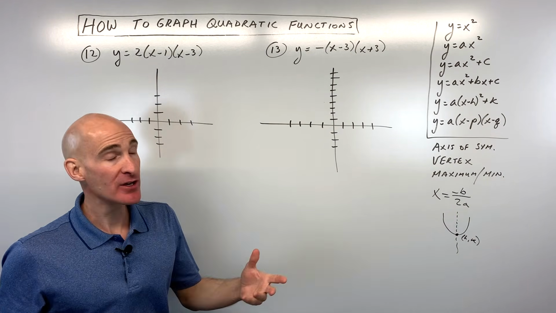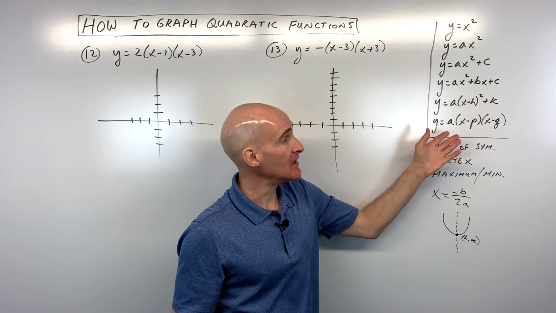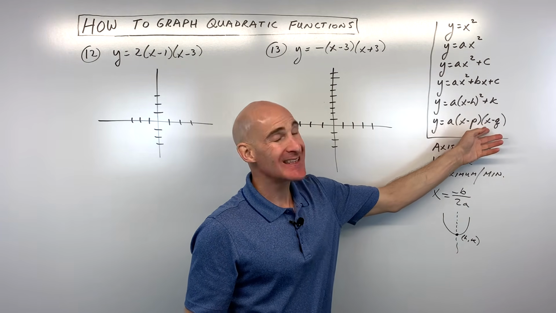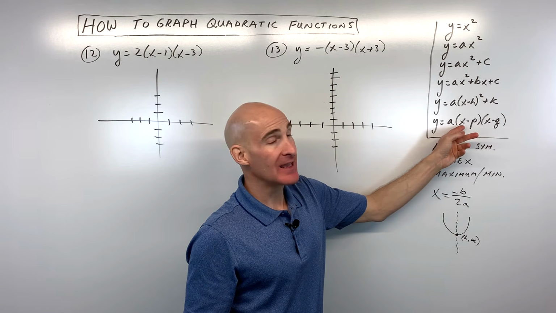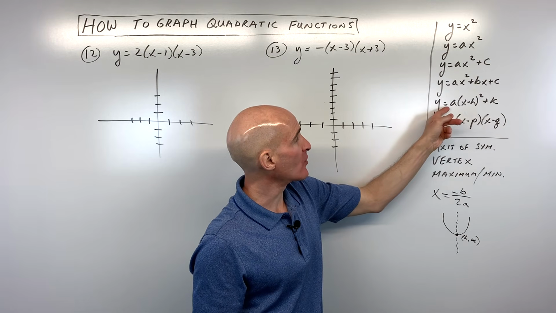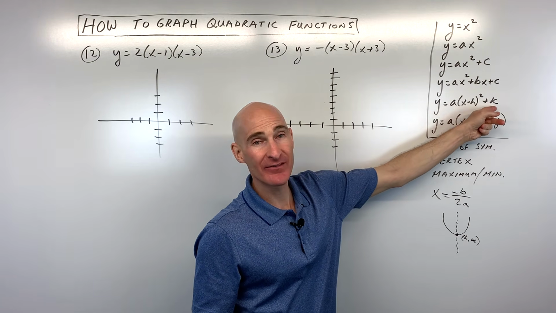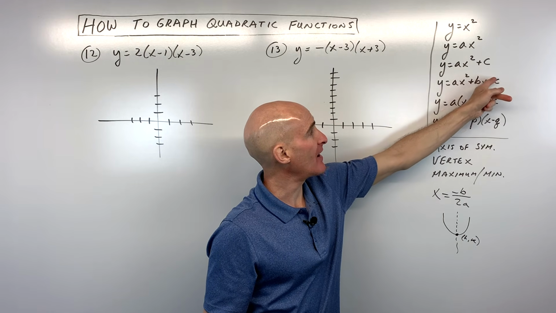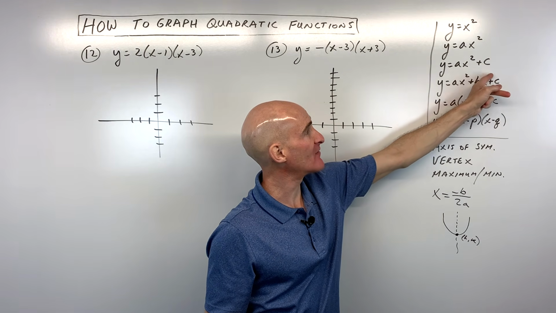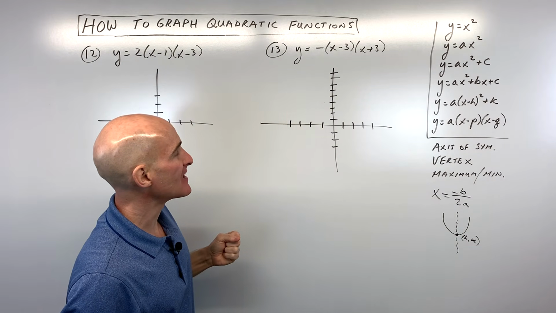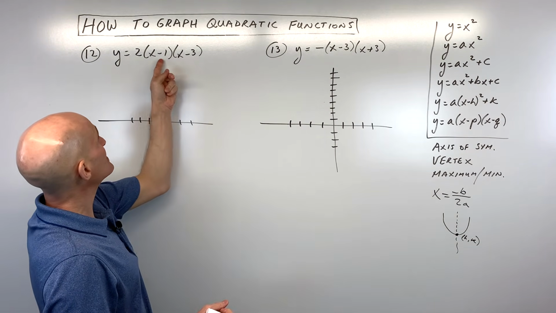And the idea here with the intercept form is that when it's in this factored form, what we can easily identify are the x-intercepts, or what are often referred to as the zeros. Whereas over here in the vertex form, we can easily identify the vertex. In this form here, we can easily identify the y-intercept, right? Because we have the c value, the y-intercept. So each form has its positives and its negatives, right? But for this one, we can see it's in the factored form.